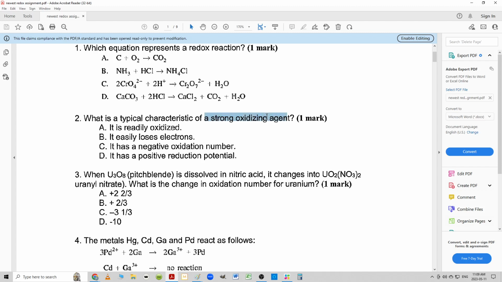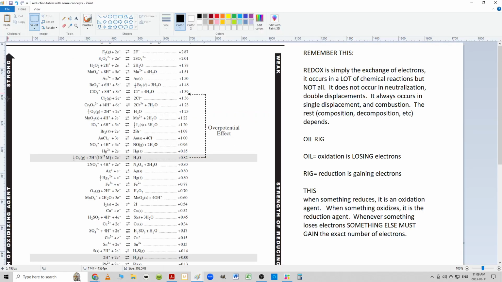A strong oxidizing agent typically is a strong reduction. It easily gains electrons. It will often have a positive reduction potential, and to prove this, all of these, as you see, become stronger and stronger oxidizing agents as it goes up. Look at what happens to their charge. They're going up and up positively until we get to +2.87.